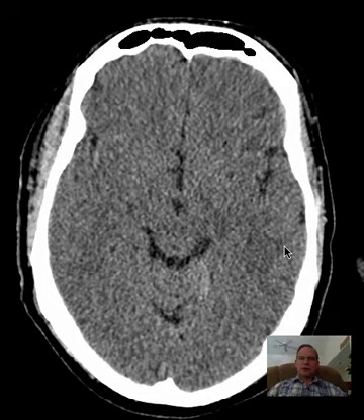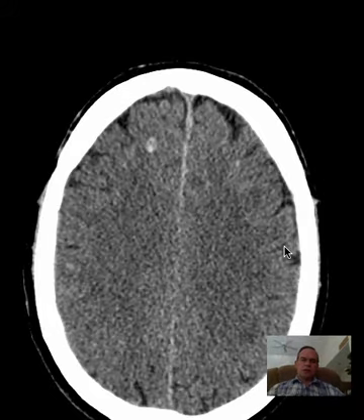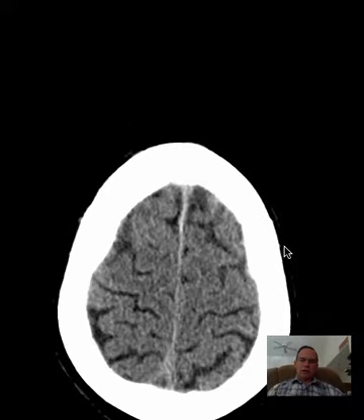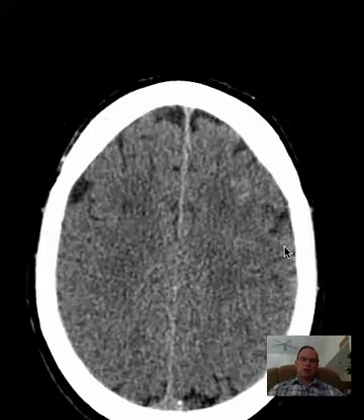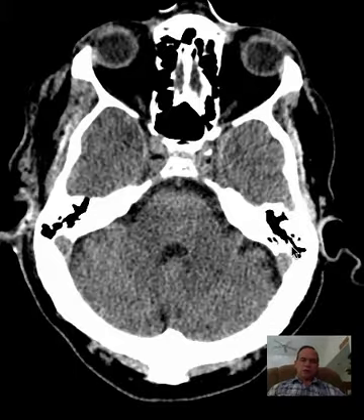This is Dr. Mintz. This is a young adult who was in an automobile accident, MVC, and had head injury, came to the ER, and this CT was done. There are a couple of findings here.